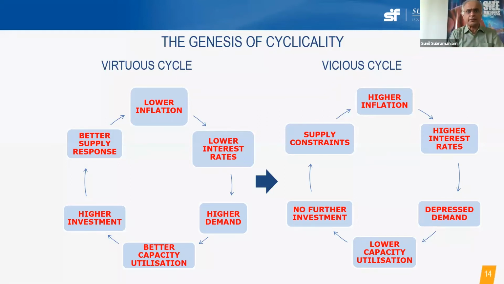Because you get cheaper EMI. So that's the good cycle in circulation. And suddenly these good cycles turn bad because generally demand collapses due to a crisis: global financial crisis, coronavirus crisis, whatever. The demand collapses, so the capacity utilization comes down, no further investment on any capacity creation. So supply becomes tight, inflation goes high, interest rates go high, further depressing demand. So this is the classic way that you get a cyclicality in the economy.